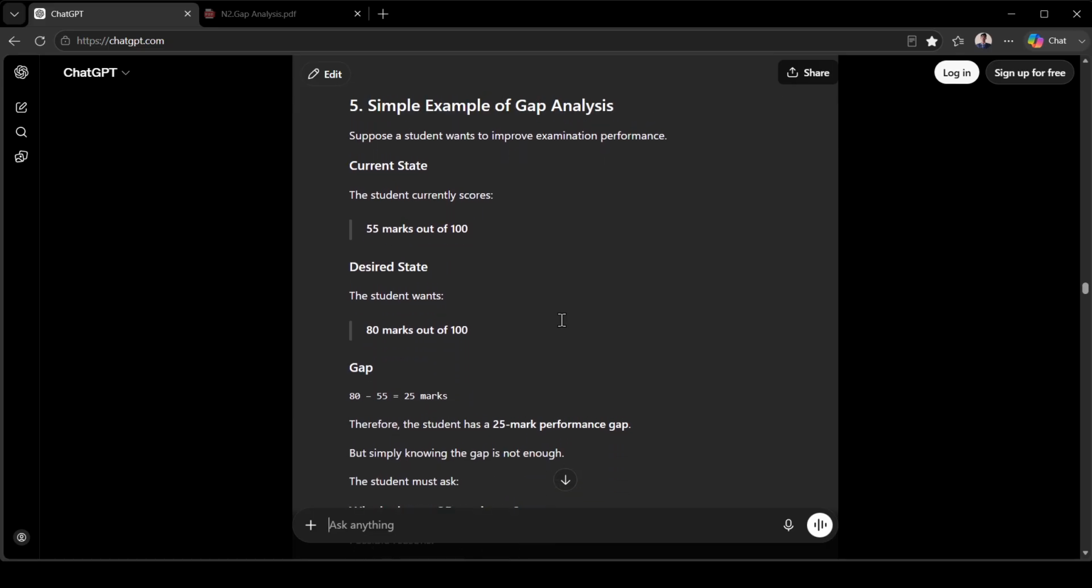A simple example of gap analysis. Suppose a student wants to improve examination performance. Current state: the student currently scores 55 marks out of 100. Desired state: the student wants 80 marks out of 100. The gap is 80 minus 55, 25 marks. Therefore, the student has a 25 mark performance gap.